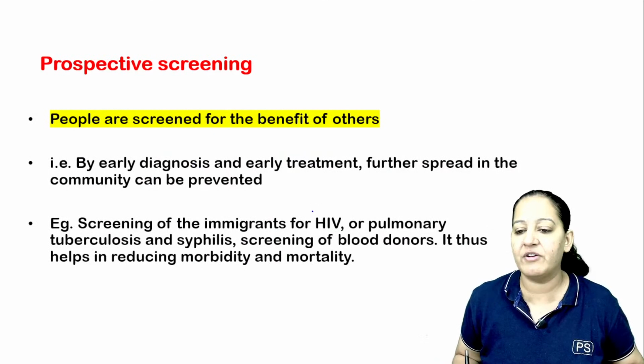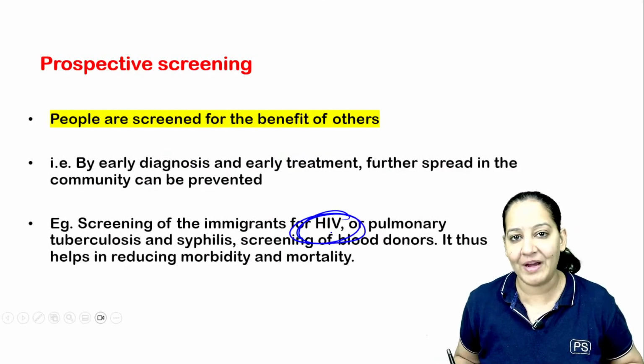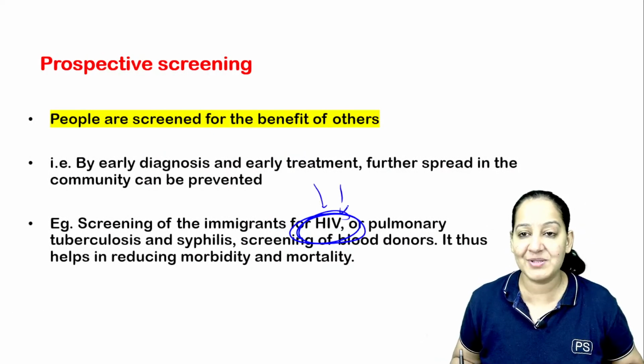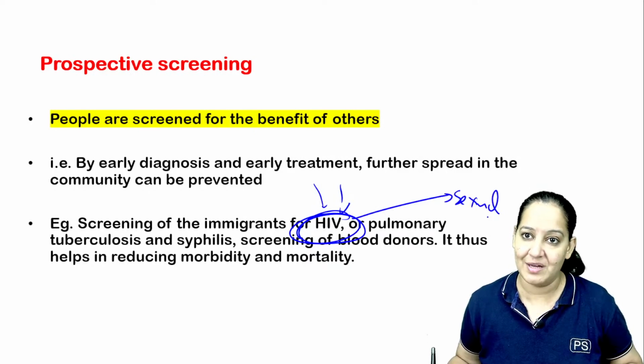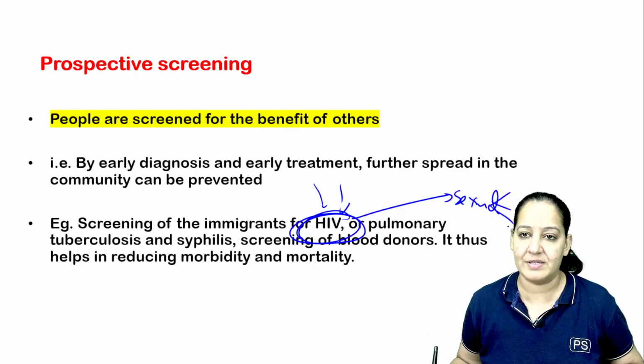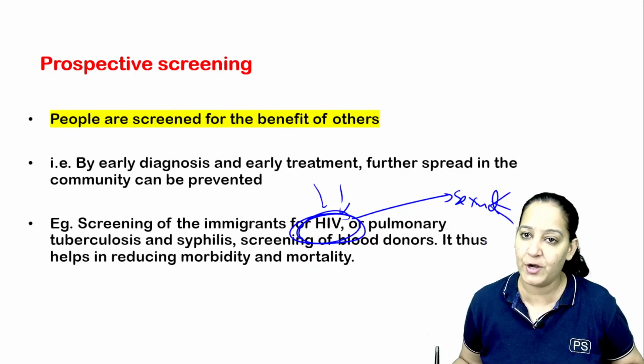But if I'm screening someone for HIV, it is not for their own benefit. We want to save the society. So I will take the sexual intercourse history. I want to know all the sexual contacts. HIV screening is highly confidential.